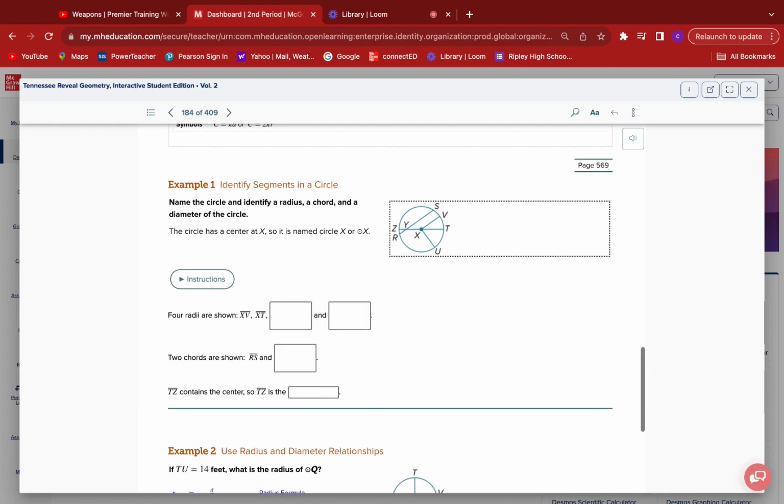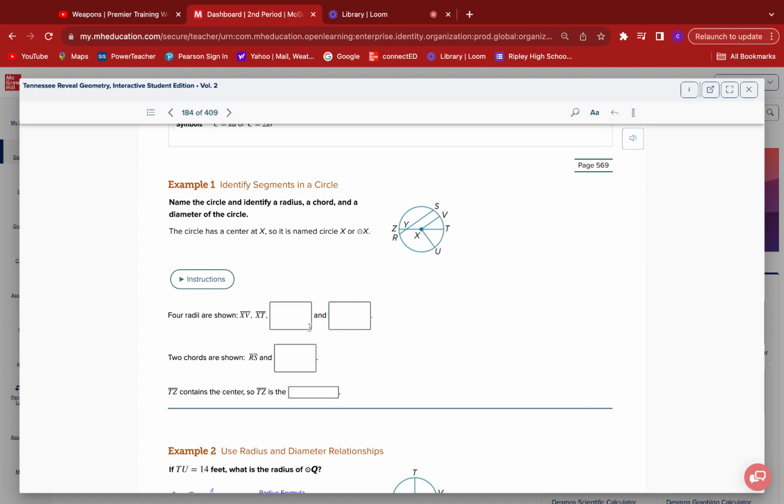It says name the circle. Well, this would be circle X because you always name it by the center. Identify the radius or a radius. Oh, it looks like there are 4 different radii. A chord. There's a couple of chords. And the diameter. Okay, so the 4 radii are XV. That's this one. And then XT.